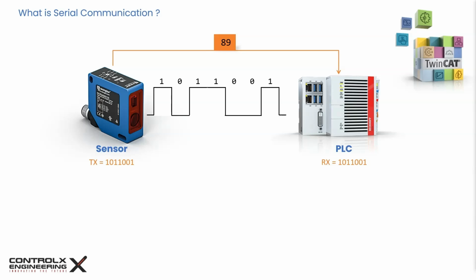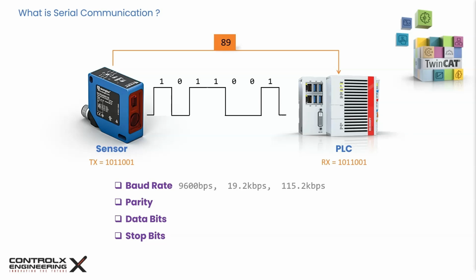When using serial devices like a sensor, it is important to match the serial communication parameters of the sensor in the PLC. These are the common communication settings that need to be configured on the PLC side. Baud rate is the data transmission speed measured in bits per second. Common baud rates are shown here.